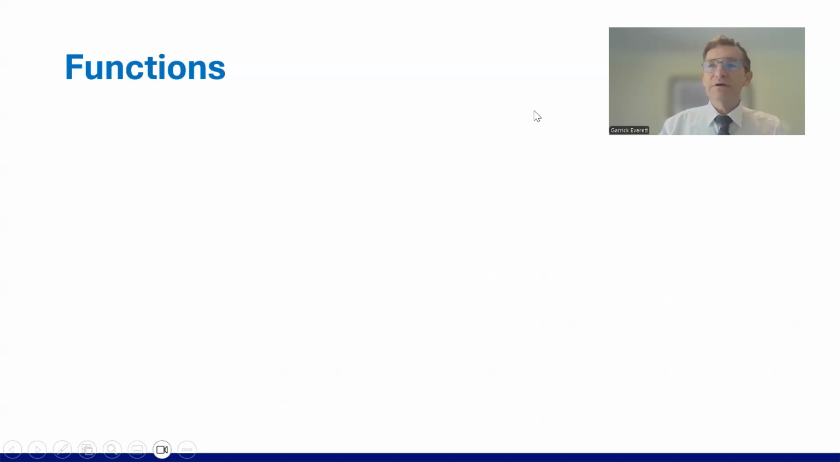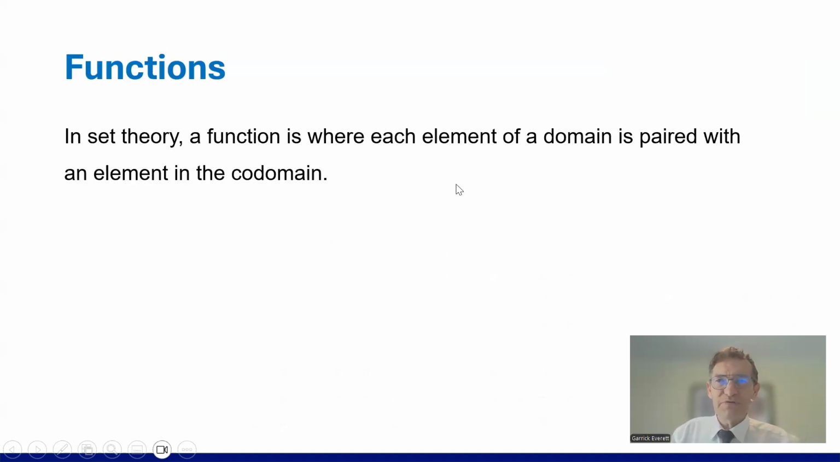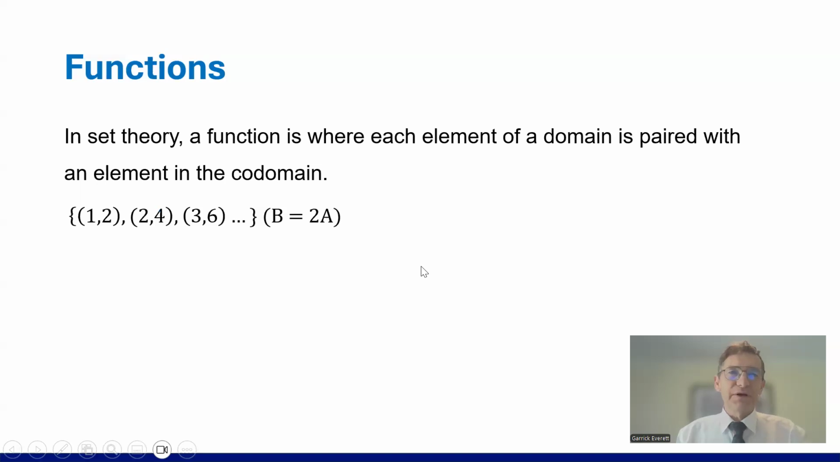Okay. So if we look at set theory, a function is where each element of a domain is paired with an element in the codomain. So we just go domain A, codomain B. Should be pretty simple. So we'll say 1, 2, 2, 4, 3, 6. So in this equation, B equals 2 times A. And they're never going to be equal. It doesn't matter if you go positive, negative. B equals 2 times A. This individual will never be repeated because once you've got a 1, you can't get anything other than 2.